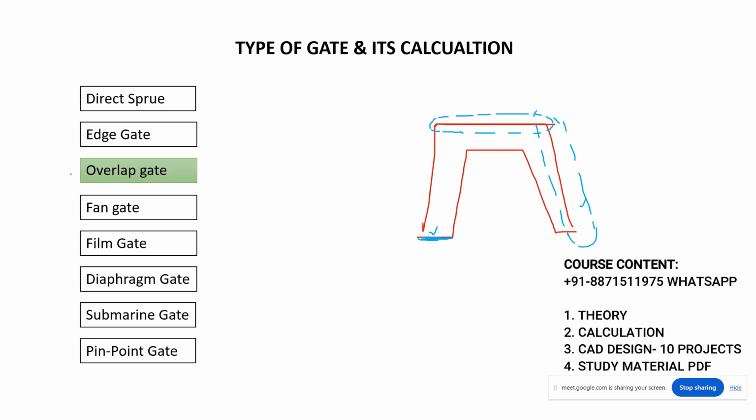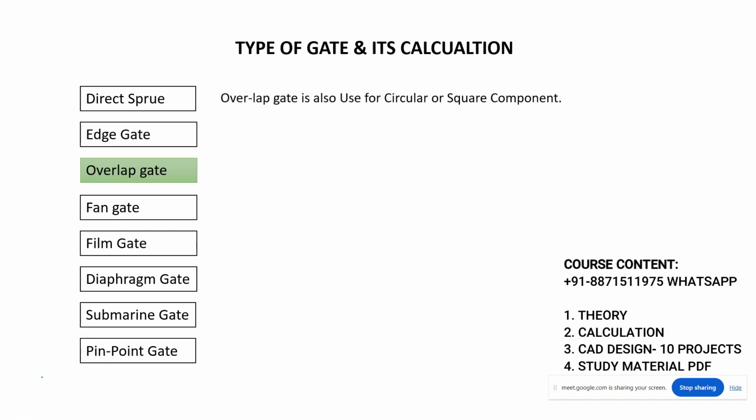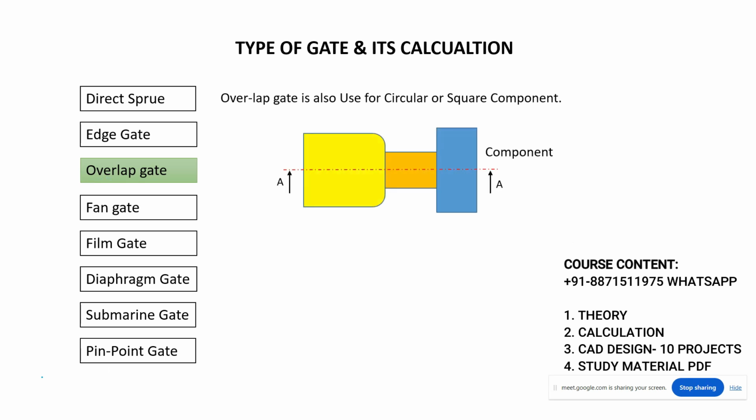So that's why we can use it like an edge gate. It is like an edge gate, but we will use an overlap gate there. How? See here, overlap gate is also used for circular or square components. Now you can see that. See here, like overlap gate. What is the meaning of that? This is the bottom of the component, and your material will go from this direction. So basically, what is the difference between edge gate and overlap gate?